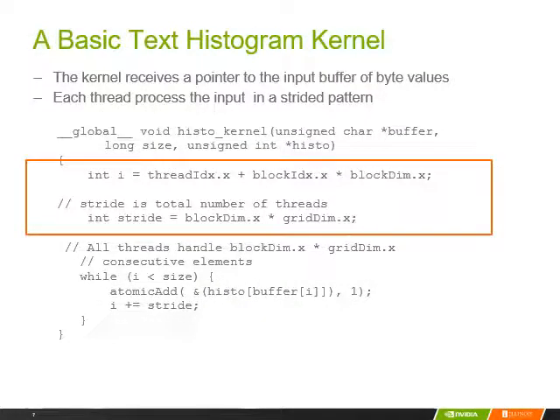Now that we understand how to use atomic operations in a CUDA kernel, we're ready to complete a basic text histogram kernel. At the beginning of the kernel, every thread will calculate a unique linearized index i. It will also calculate a common stride, which is the total number of threads in the grid.